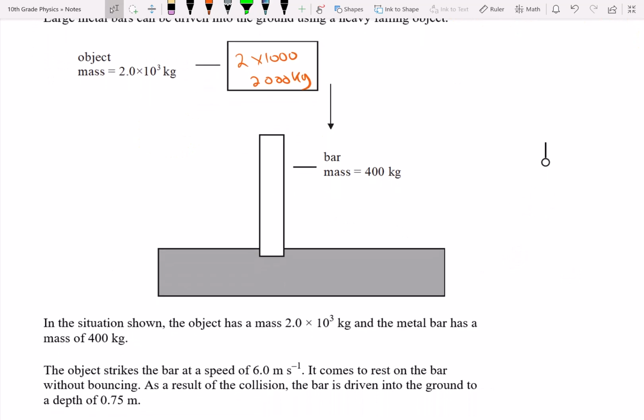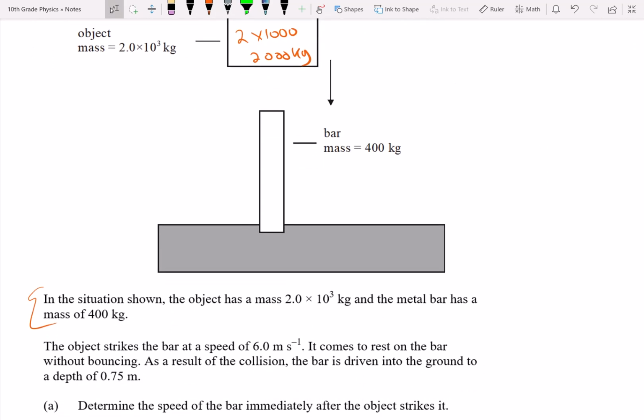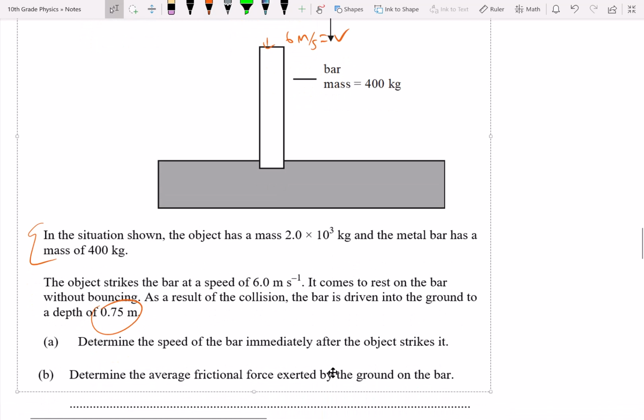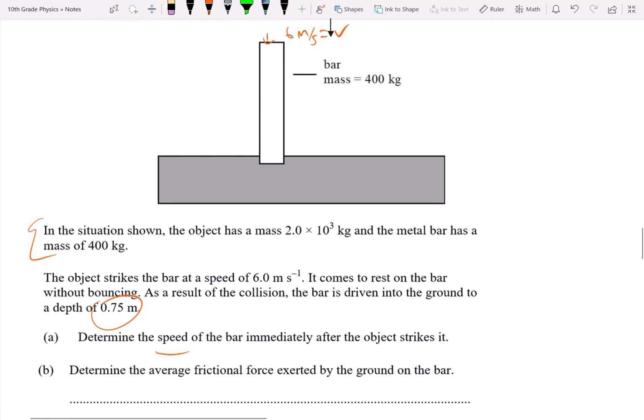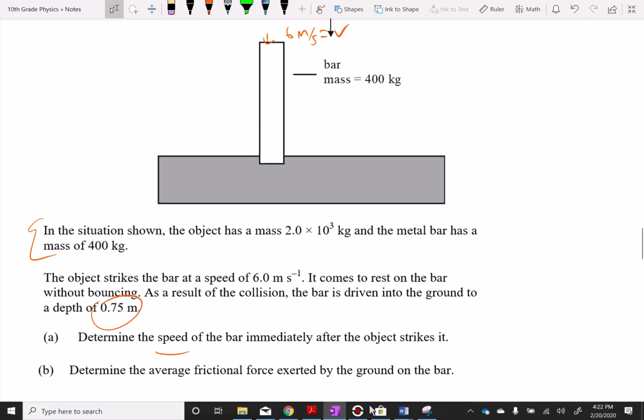They're just repeating this. They're saying the object strikes the bar. So when it hits, it's moving at a speed of 6 meters per second. Sorry, 6 meters per second, that's a velocity. It comes to rest on the bar without bouncing. As a result of the collision, the bar is driven into the ground a depth of 0.75 meters. So this is a collision, right? It doesn't bounce, so you have to think, when it doesn't bounce, what kind of collision is that? And then we're trying to determine the speed of the bar immediately after the object strikes it. We want speed.